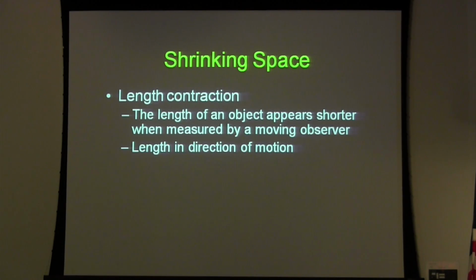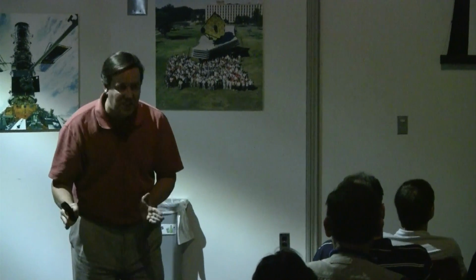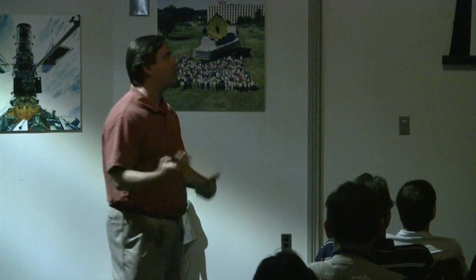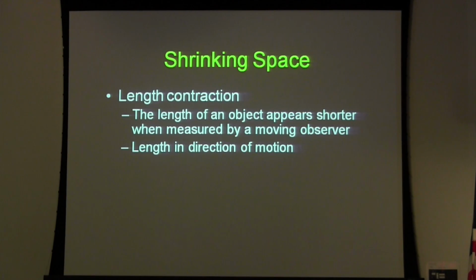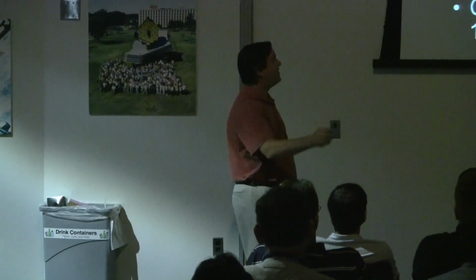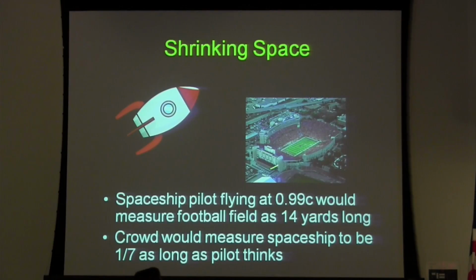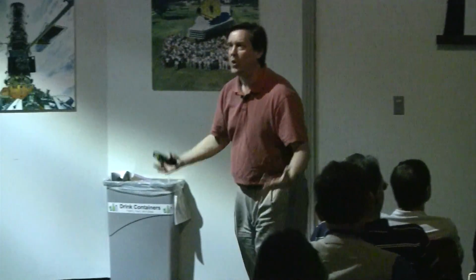That because you're measuring different times, if you try to measure the distances as you're moving, you're going to measure shorter distances. So the length of an object appears shorter when measured by a moving observer, in the direction of motion. Okay? So if that pilot swooped past a football stadium, instead of measuring a 100-yard long football field, he would only measure it to being 14 yards long, 1/7 as long as he otherwise would. Length contraction also occurs. Space and time are malleable when you get to these really high velocities.